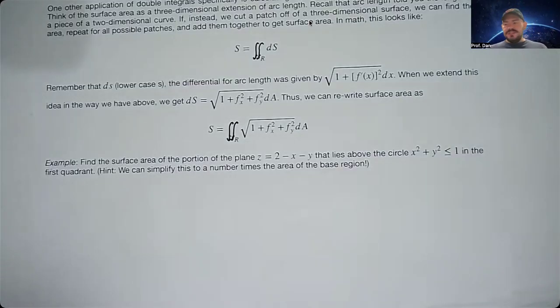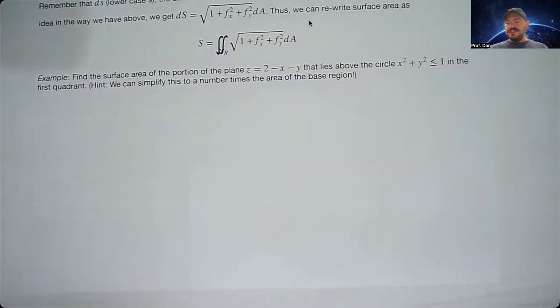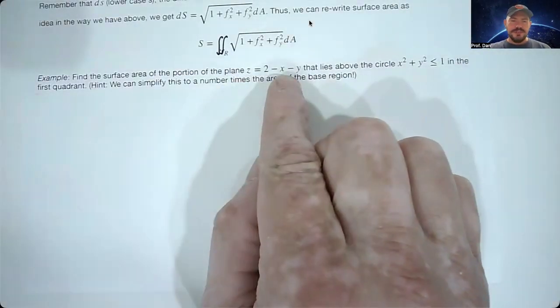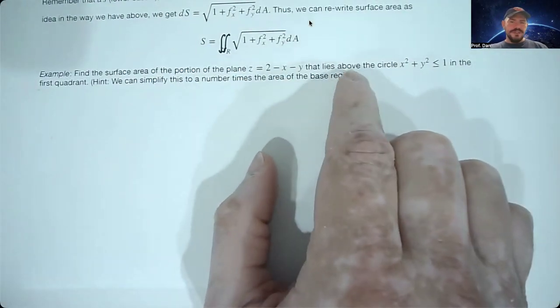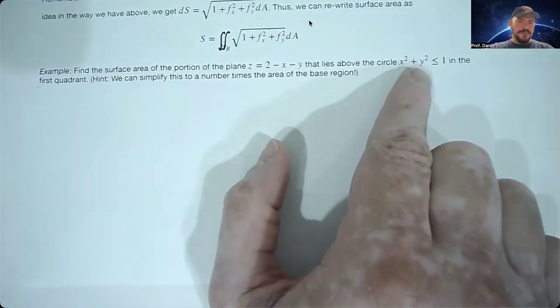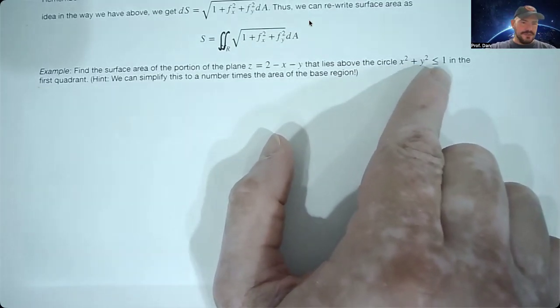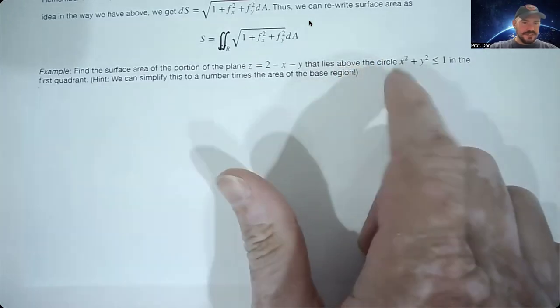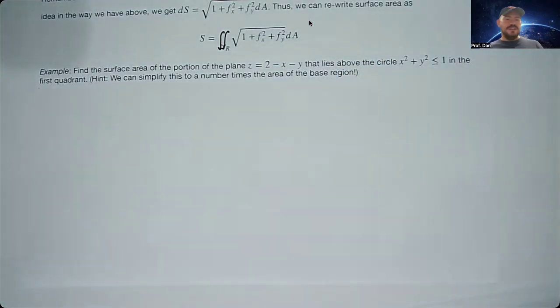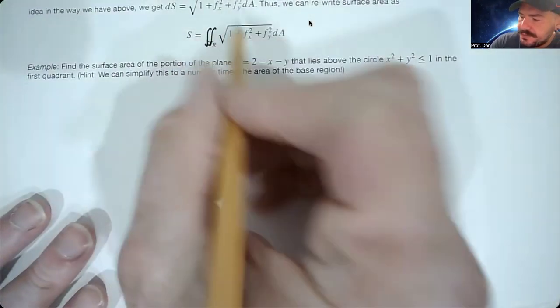So let's look at an example. We want to find the surface area of the portion of the plane given by that function that lies above the circle x squared plus y squared is less than or equal to 1 in the first quadrant. All right, and then we're given a hint. We can simplify this to a number times the area of the base region. Ooh, intriguing.